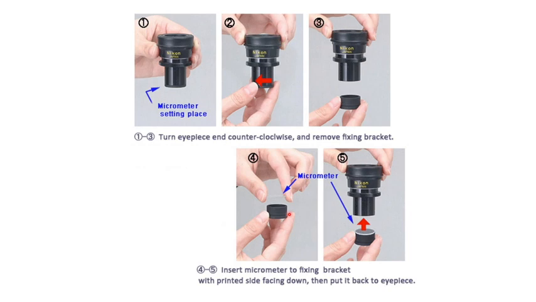But keep one thing in your mind, that the printed side of the ocular micrometer should face down. Then put this bracket back into the eyepiece. If you do not follow this instruction and are not careful regarding the side of the ocular micrometer, then while doing the practical, it will be really tough for you to observe the lines that are placed on the ocular micrometer.